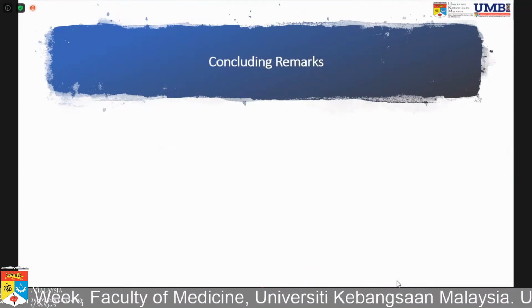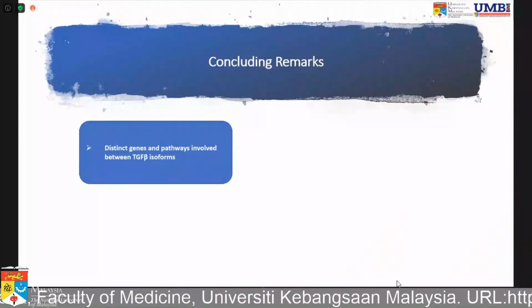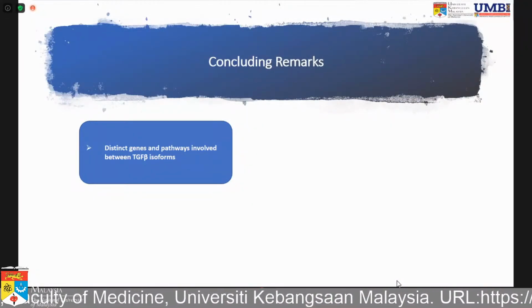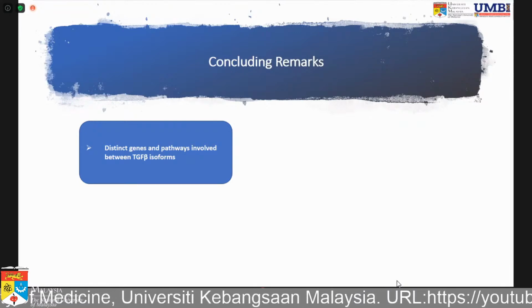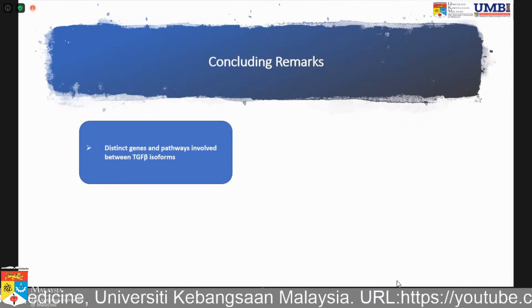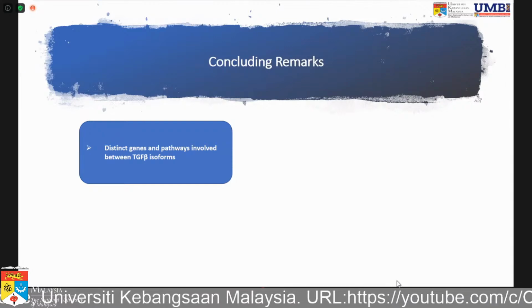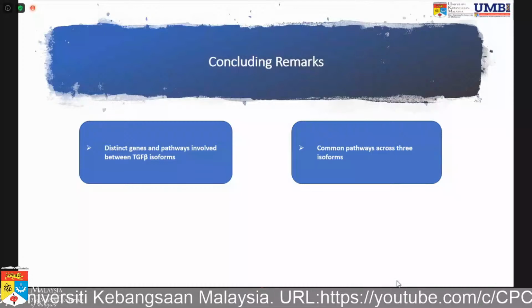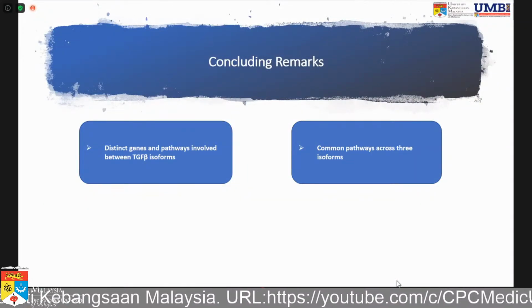Okay, as for the concluding remarks, this result exhibited distinct genes and pathways involved between TGF-beta isoforms. Furthermore, common pathways across the 3 isoforms were identified. Further elucidation of this marker signature is warranted to understand the underlying mechanism in the progression and treatment response in TNBC.